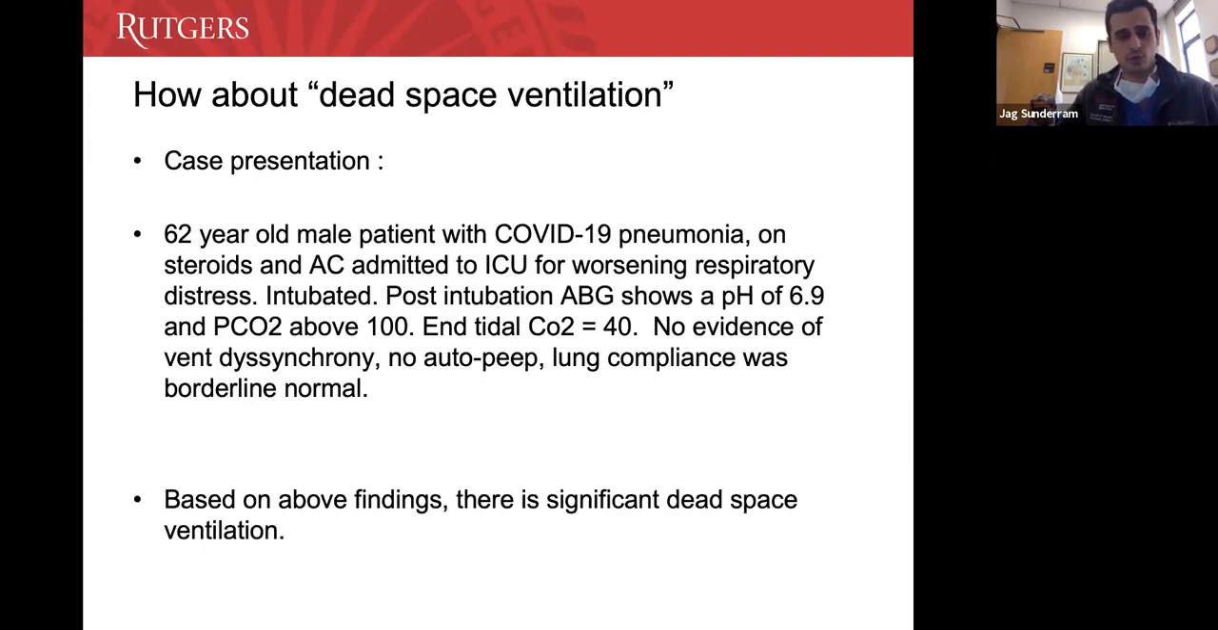At that point, he had no evidence of vent dyssynchrony. There was no evidence of auto-PEEP. Lung compliance wasn't that bad, actually. And his minute ventilation was pretty high, so he was being adequately ventilated on the vent. So based on the above findings, we concluded that the patient has significant dead space ventilation.